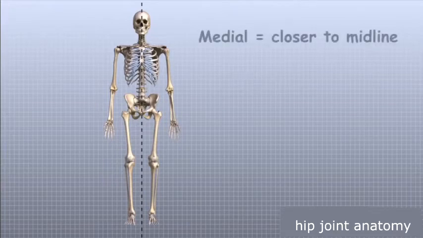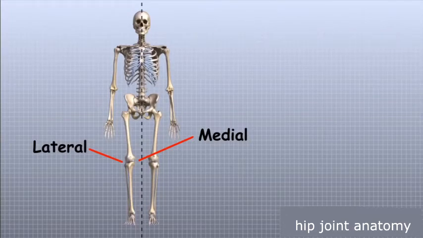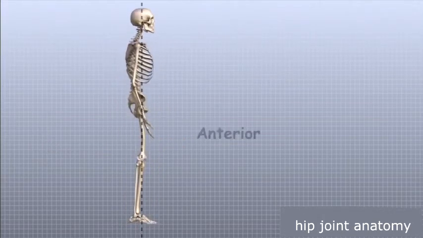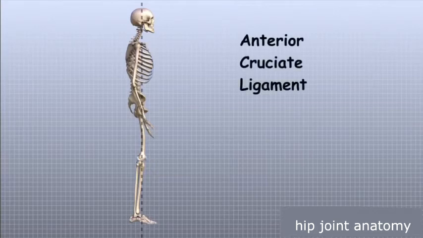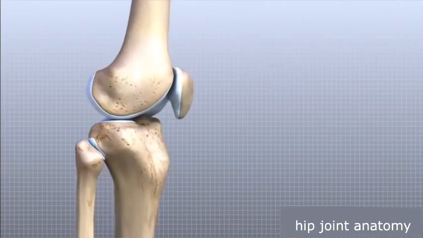Medial means closer to the midline. So the medial side of the knee is the side which is closer to the other knee. The lateral side of the knee is the side which is away from the other knee. Structures on the medial side have medial in their name. For example, the medial meniscus. The term anterior means to the front of your body and the term posterior means to the back of your body. So the anterior cruciate ligament is to the front of the posterior cruciate ligament.